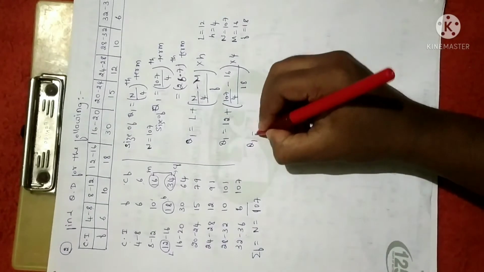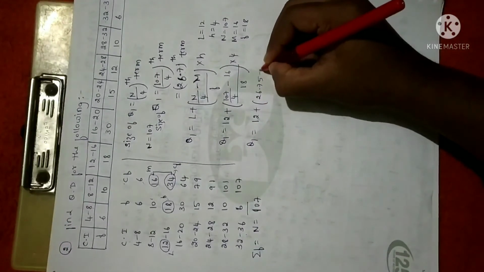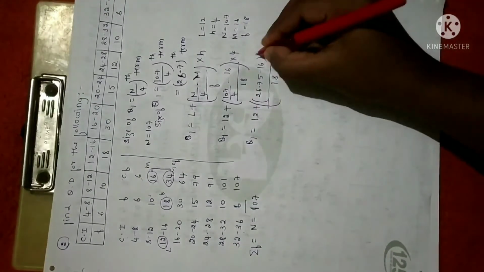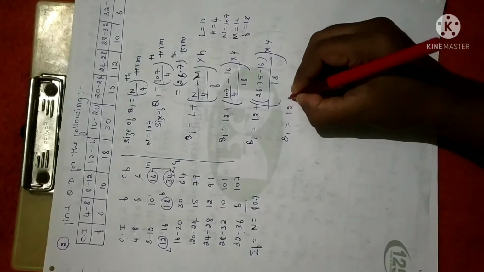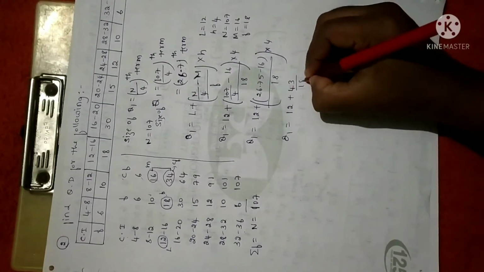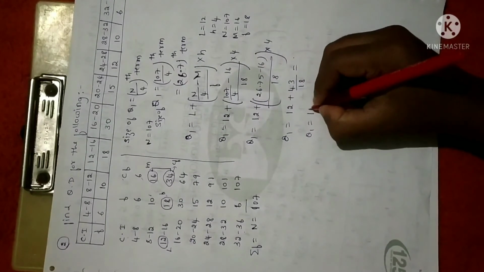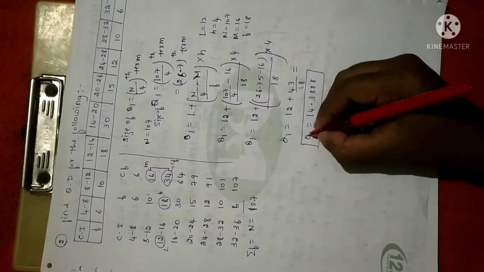So now let me simplify. You will get 12 plus 26.75 minus 16 divided by 18 into 4. Divide with only this term. So if you simplify, you will get 12 plus 43 by 18. So after simplification, you will get Q1 as 14.388. So this is the required value of Q1.